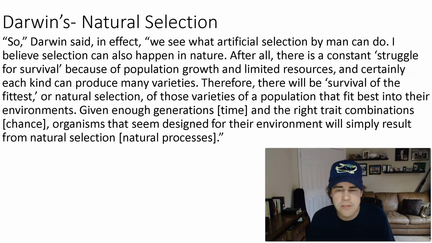So a couple of things. This is a very important slide. I would focus on it. A couple of things. Darwin was basically saying we see what artificial selection by man can do by selectively breeding. After all, there's a constant, here we go, struggle for survival. That's a huge phrase you need to know, because of population growth and limited resources.